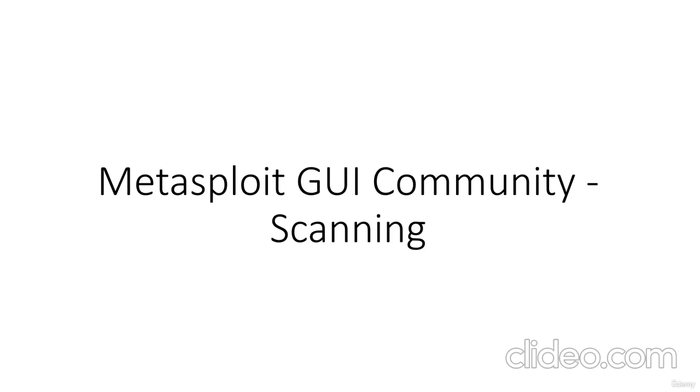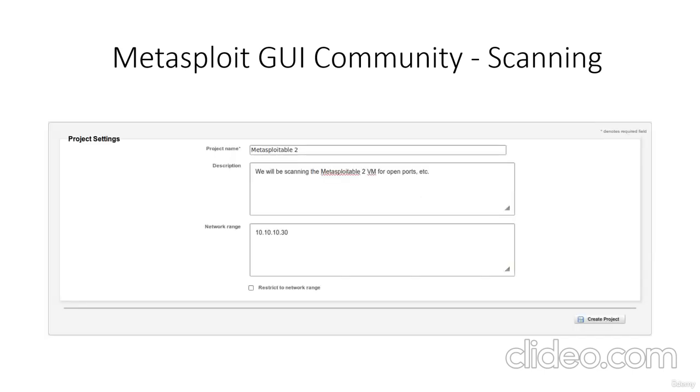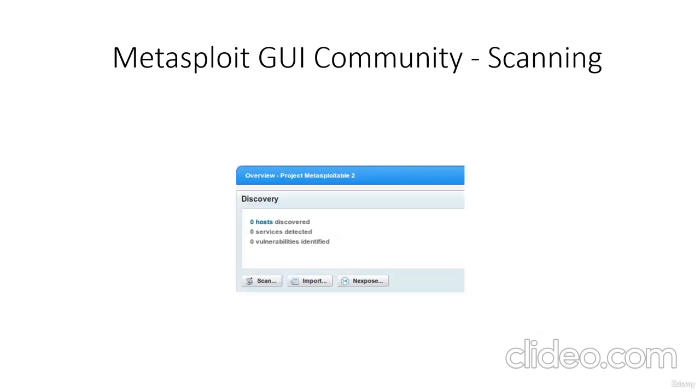So, scanning with Metasploit Community Edition. First, what you have to do is create a new project by clicking on Project and then New Project, as follows. Note that it is only required to provide a project name, and we will also provide the description and network, as you can see. Now the project has been successfully created, and we can begin our scanning by clicking Scan. You can see this is the Scan button.